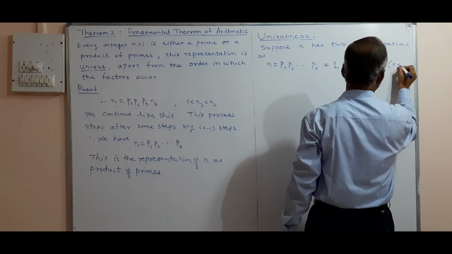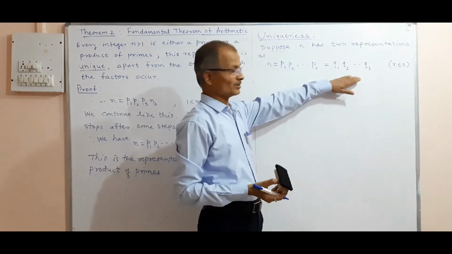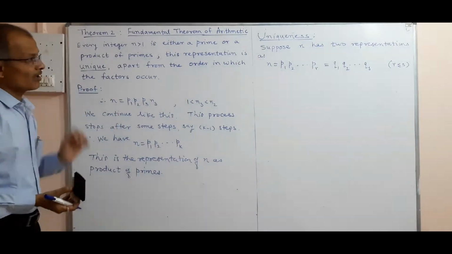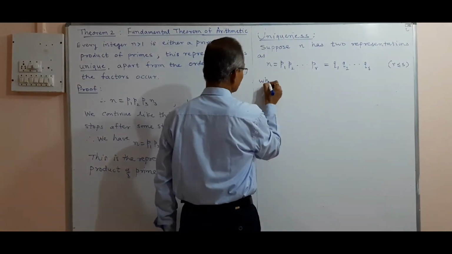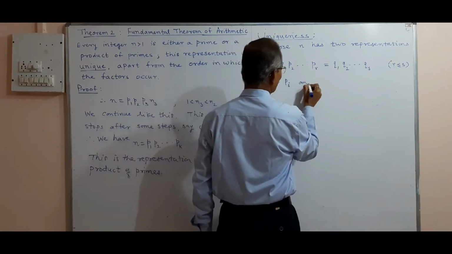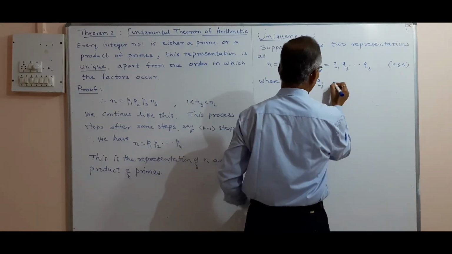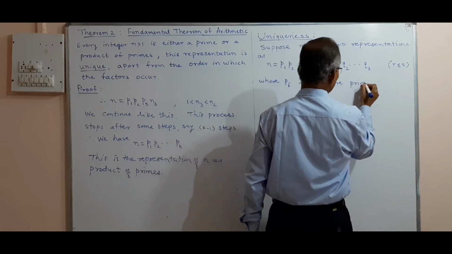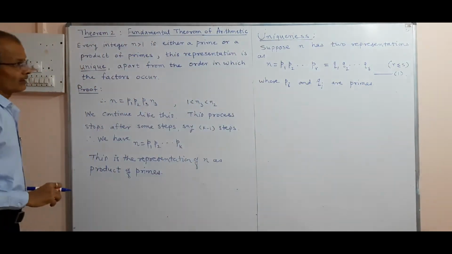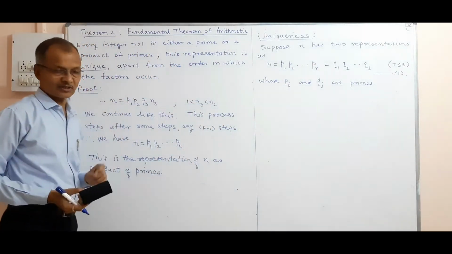Here r is less than or equal to s. These may be different primes than these. So that is the meaning. It has two representations where the primes are different. Where pi, meaning p1 to pr, and qj, these are suffixes, are primes. We shall call this statement one. Now what we have to prove is that this representation is unique, meaning these primes are also the same.